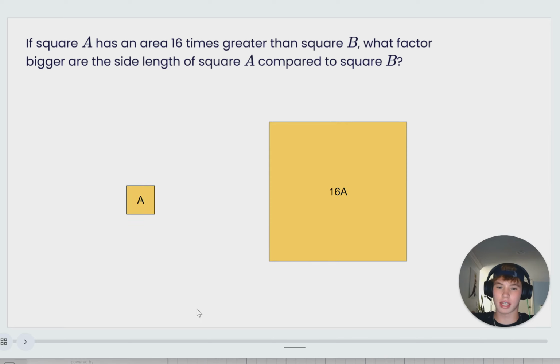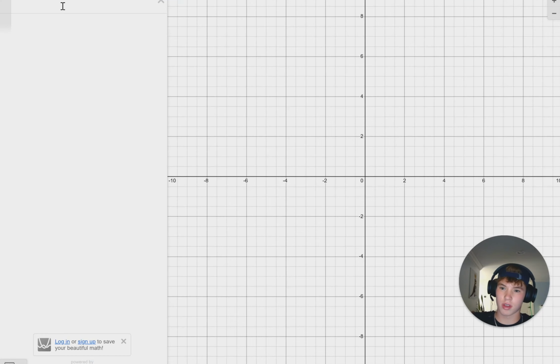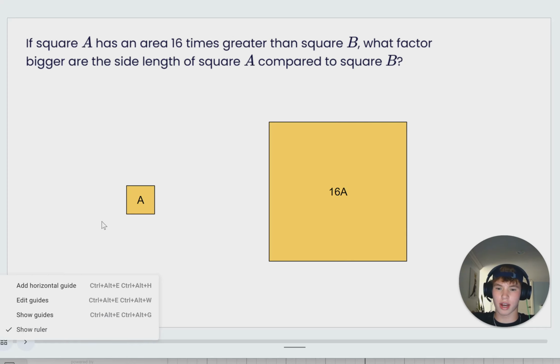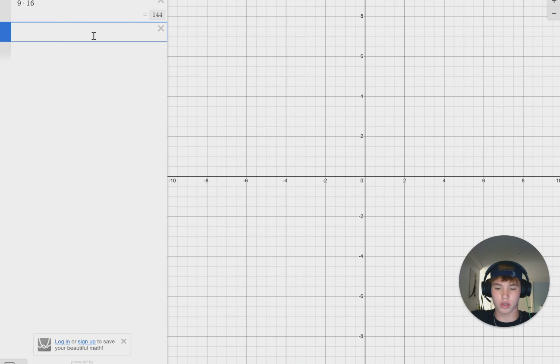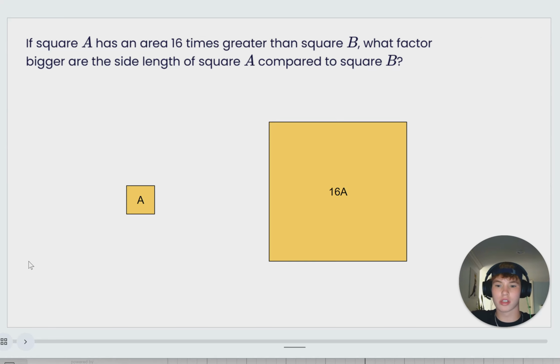So now what I'm going to do is take 9 times 16, and that gets you 144. So now our new square has an area of 144. If the big square has an area of 144, we can just take the square root to find the side length and get a side length of 12. So we assigned a side length of 3 to this one, and a side length of 12 is what we found for that one. So how many times bigger is 12 than 3? It's 4. So the answer to this question is 4. And I did that by plugging in some fake numbers and just seeing how it would actually work.